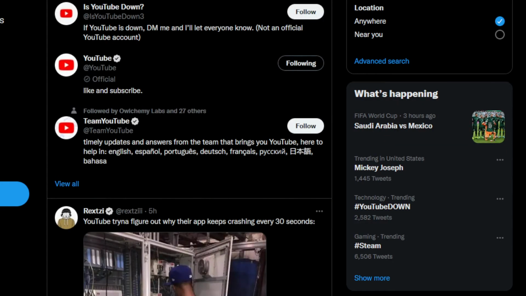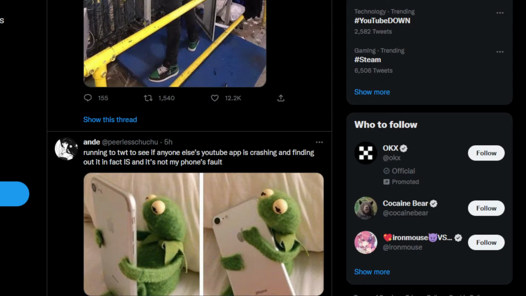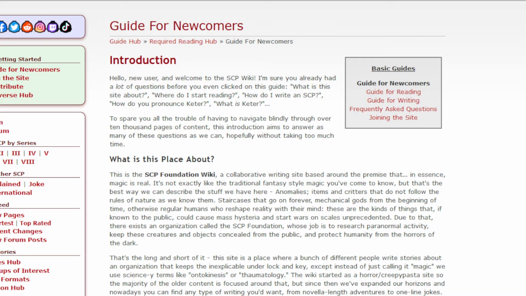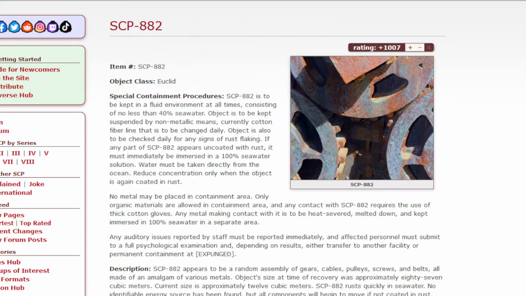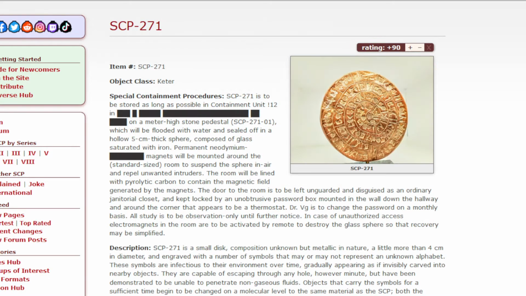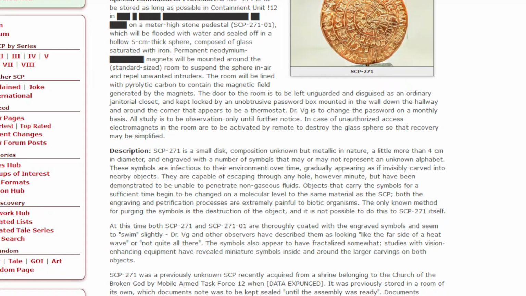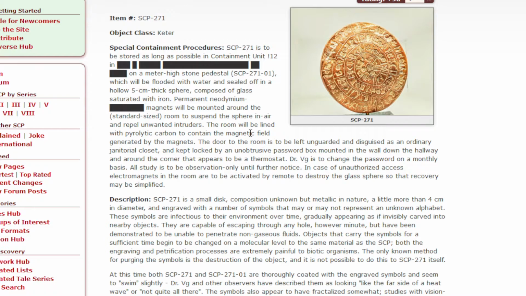What do you want to bet that it's on the same server as, okay. I bet you that it's like some Cloudflare hosting thing or something. All right, so 882 is not to be brought in presence of 271. I think it's probably like Cloudflare or something, not like the internet itself. So it would explain why I'm still able to stream. I'm probably gonna read a couple more and then probably stop because my throat's starting to give out on me.